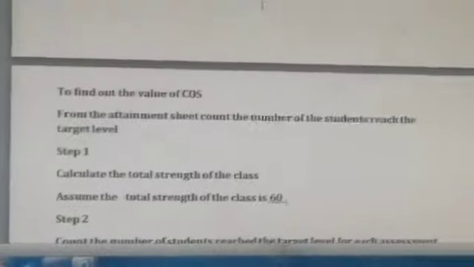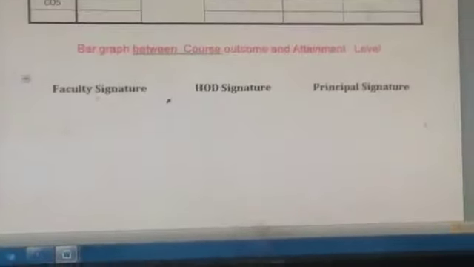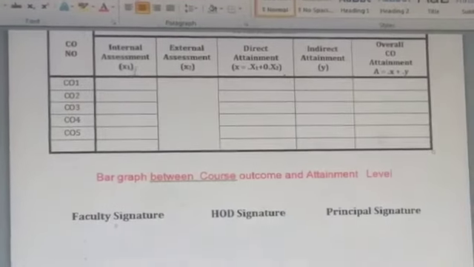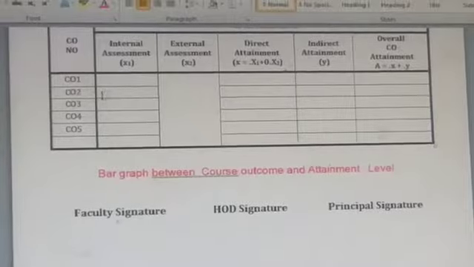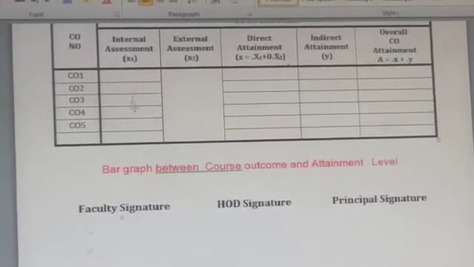Now, the step-by-step procedure I have explained for each internal assessment. There is an X1 component for CO1, an X1 component for CO2, X1 component for CO3, X1 component for CO4, and X1 component for CO5.